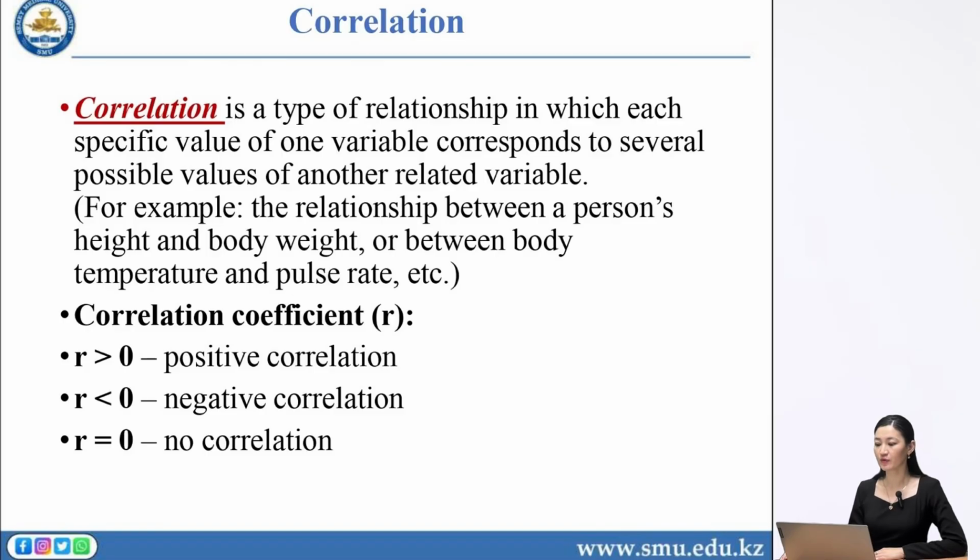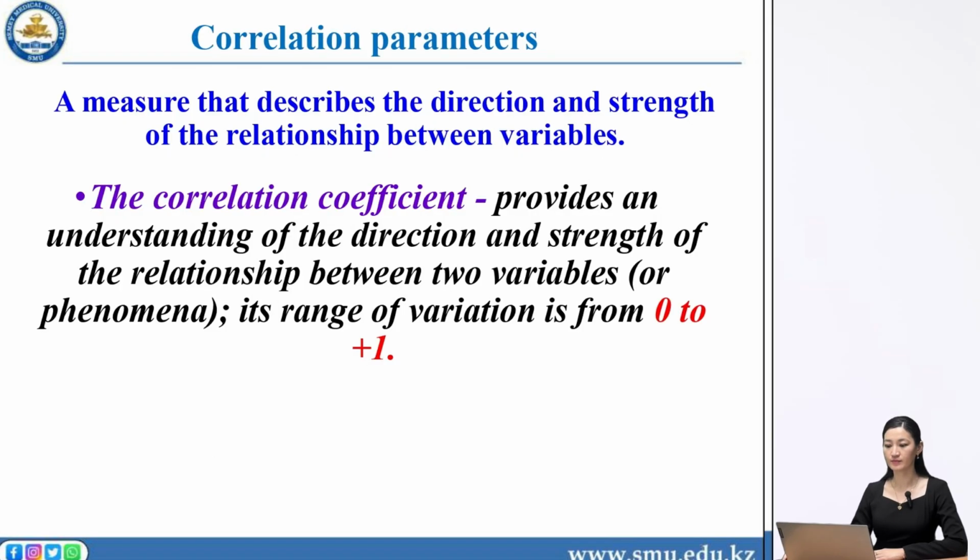Correlation is a type of relationship in which each specific value of one variable corresponds to several possible values of another related variable. For example, the relationship between a person's height and body weight, or between body temperature and pulse rate, etc. Correlation coefficient is divided into three groups. If R is more than 0, positive correlation. If R is less than 0, negative correlation. If R is equal to 0, no correlation.